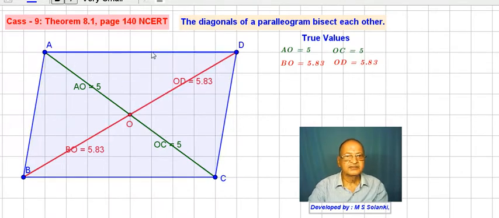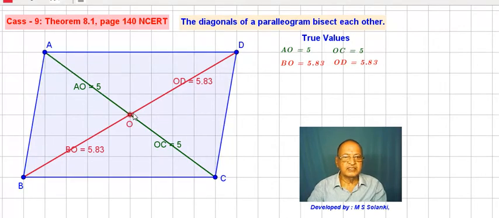In this, the diagonals of a parallelogram bisect each other. ABCD is a parallelogram. You can see here, this line is parallel to this line, and this line is parallel to this line. This side is parallel to this side, and this side is parallel to this side. So, this is a parallelogram. Diagonals AC and BD are intersecting at O.